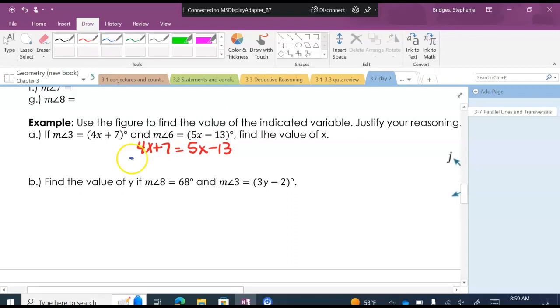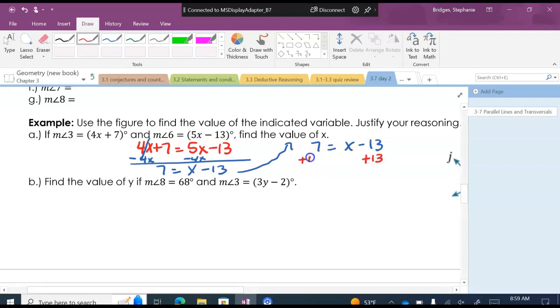I'm going to subtract my 4x over. That leaves me with 7 equals x minus 13. I'm going to come over here because I'm out of room. How do I get x by itself? Add the 13. And so what is it that x is going to equal? 20. Everybody okay with that?